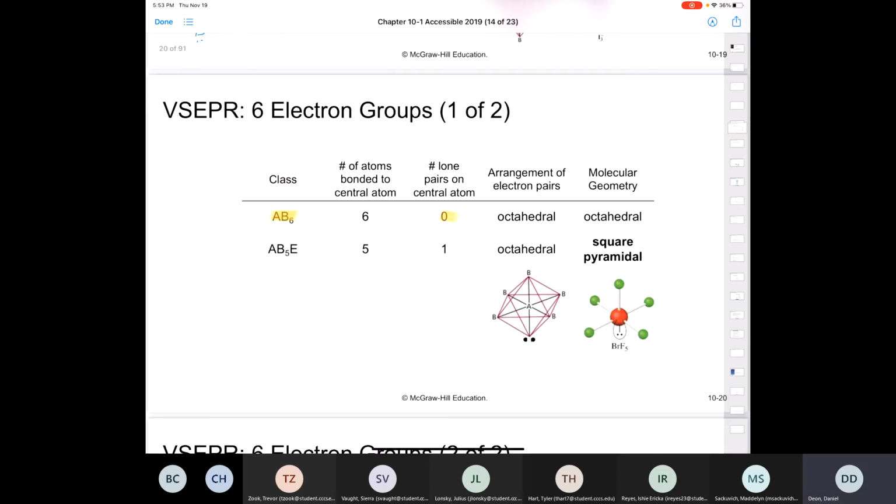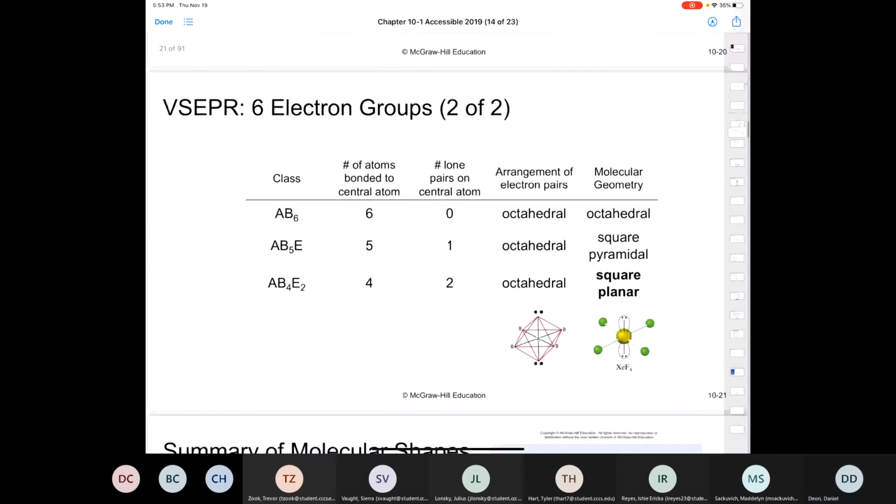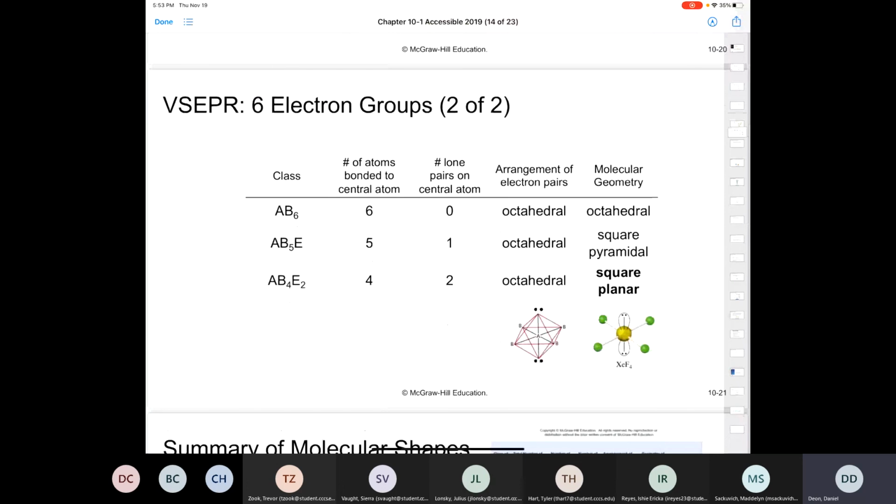Good. So again, we remove one bond and we replace it with a lone pair. We end up with a square pyramidal shape. And if we were to remove two bonds and replace them with two lone pairs, then we end up with square planar. Look, just like with the trigonal bipyramidal, all these molecular geometries are different. Octahedral, square pyramidal, square planar.